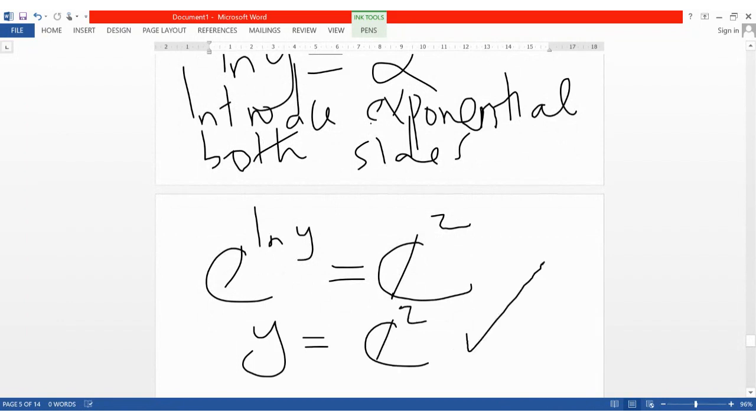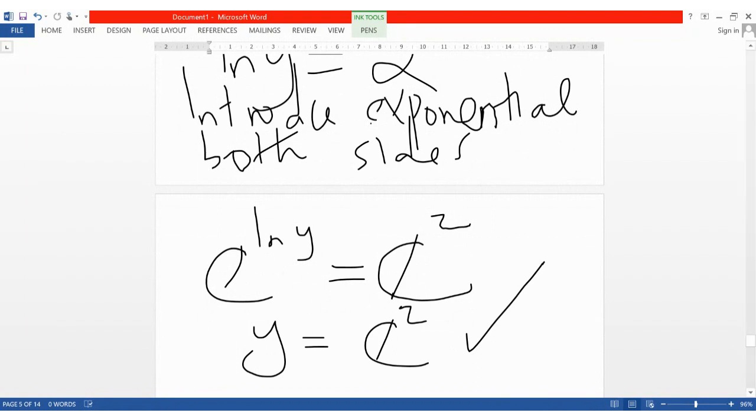Remember, on the right hand side there's no ln, so it will remain just as exponential 2. So when you have ln and the exponential, you remain with the function or the constant. So here I'm remaining with the function.